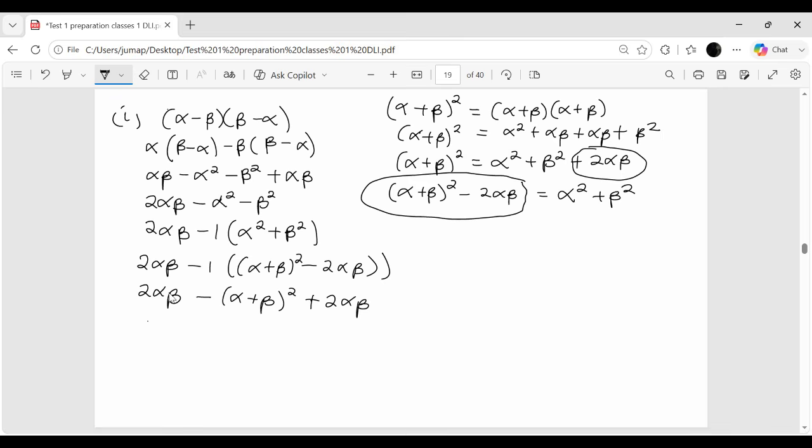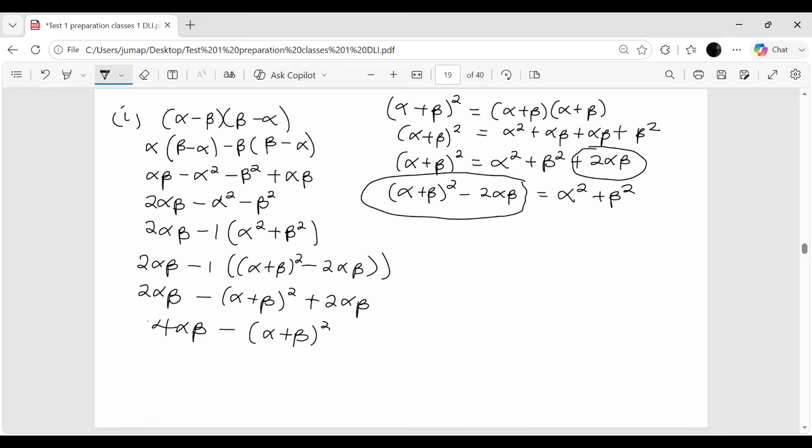Okay, so now I have the sum and the product. So 2 alpha beta plus 2 alpha beta, that will be 4 alpha beta, then minus alpha plus beta squared. Okay, so now this is easier for you to solve.